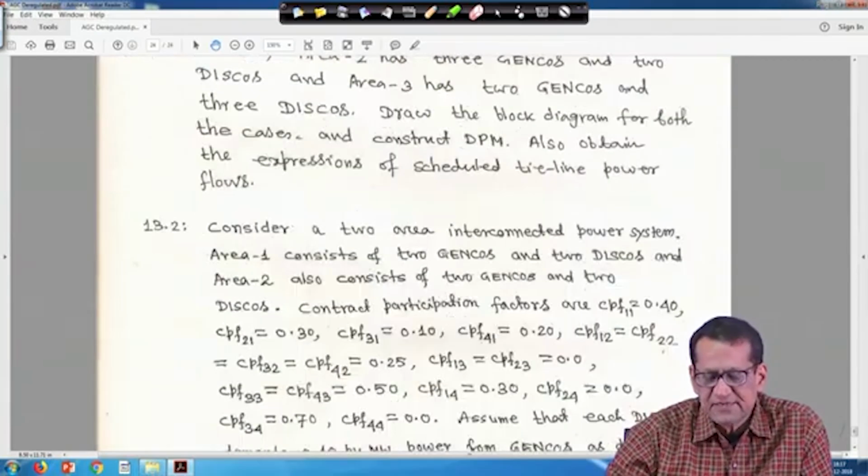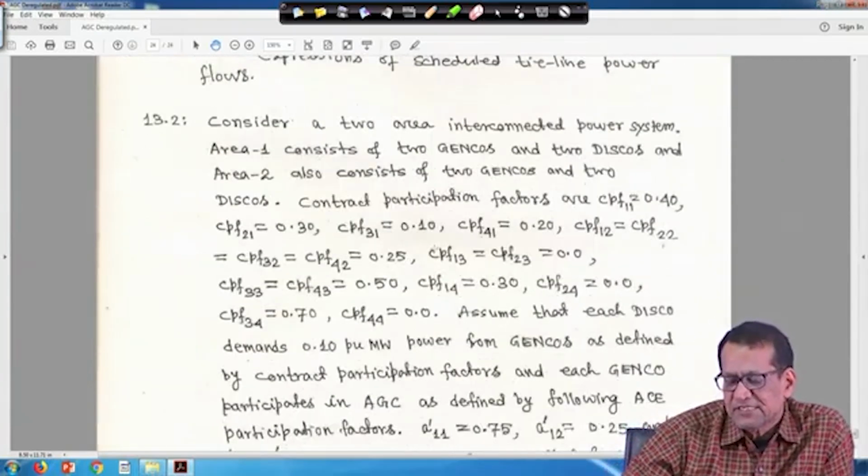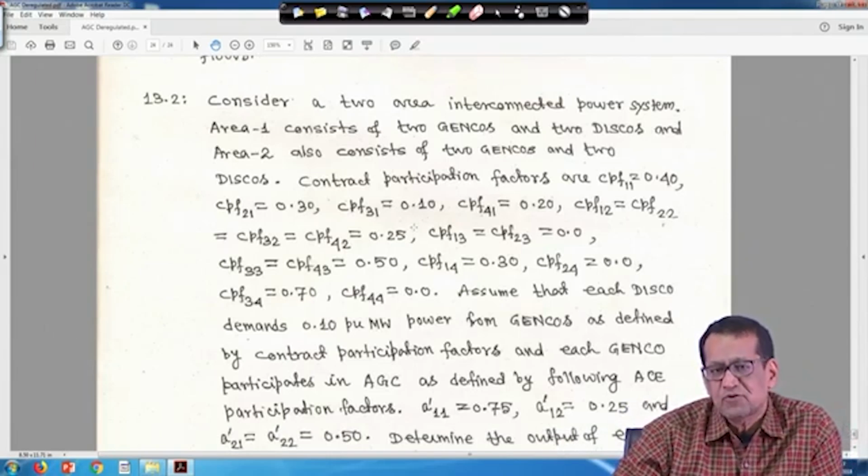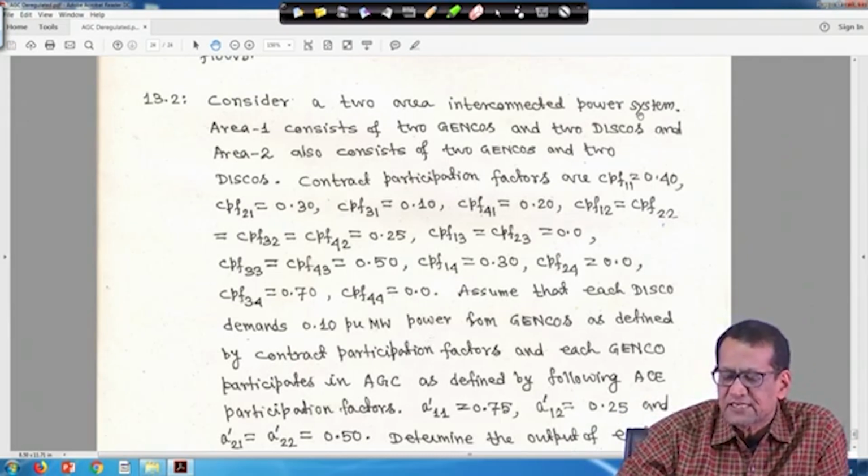And another example, this one, if time permits I will solve it for you. Another thing is the load following, after that I will solve this type of problem. Now, consider a 2 area interconnected power system. Area 1 consists of 2 GENCOs and 2 DISCOs, area 2 also consists of 2 GENCOs and 2 DISCOs, right.